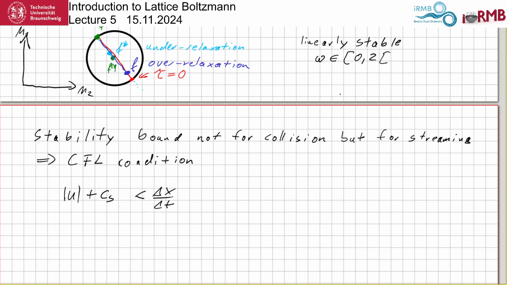And since we are not able to avoid that there are sound waves in the method, we have to take the limit of the sound waves into consideration. So for the time step, you can translate this as: the time step must be smaller than the grid spacing divided by the velocity plus the speed of sound.